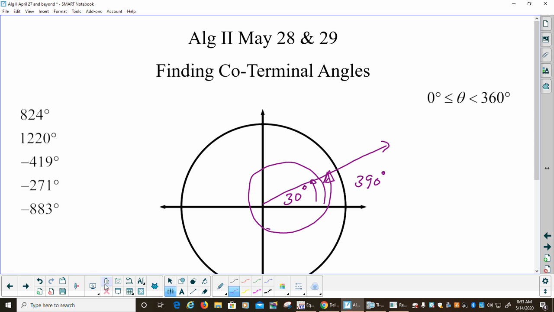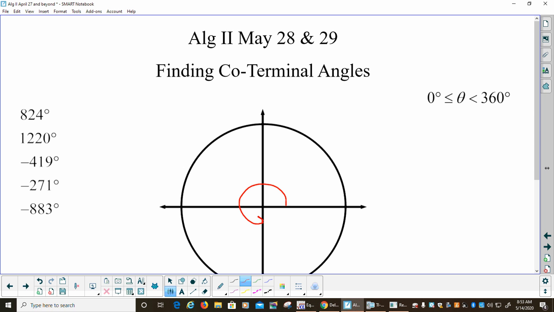Okay. Let's try 270 degrees, positive rotation. That is the same place as negative 90. Negative 90 and 270 are coterminal because they're ending at the same location. This is the angle that's running here. 270 or negative 90, they're coterminal.